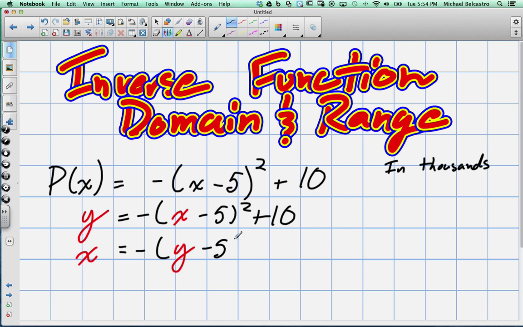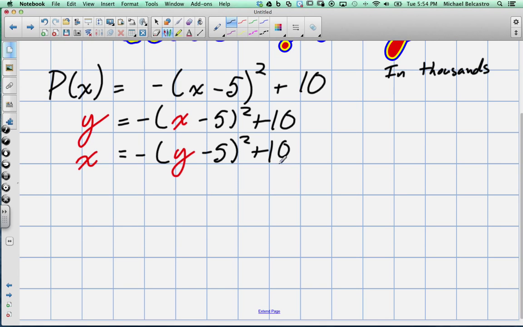Now because it's quadratic, it's a little more intensive finding the inverse. What would be the first step? What would I do? You would take out the 10. And when it comes to the other side, what will 10 become? X minus 10. Yeah, x minus 10 is equal to negative y minus 5 squared.